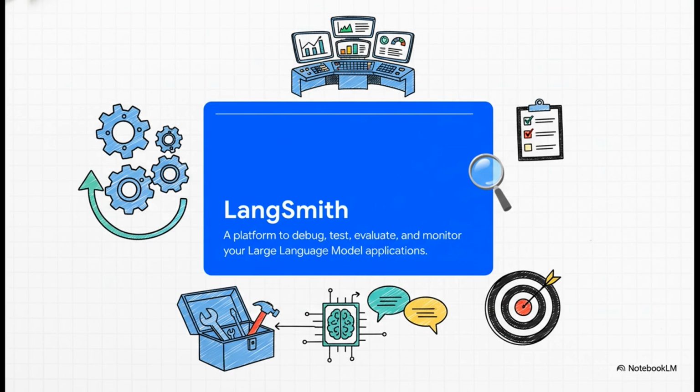So what is it really? Well, put simply, LangSmith is like mission control for your AI app. It gives you all the tools you need to pop the hood, run structured tests, systematically evaluate the quality of your outputs, and keep an eye on performance over time. It's the whole shebang, the full life cycle toolkit.